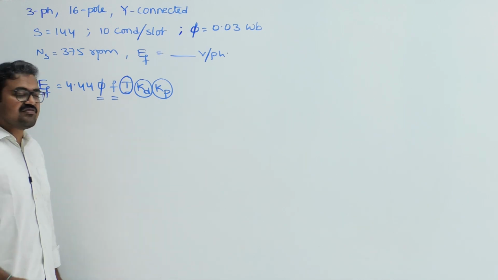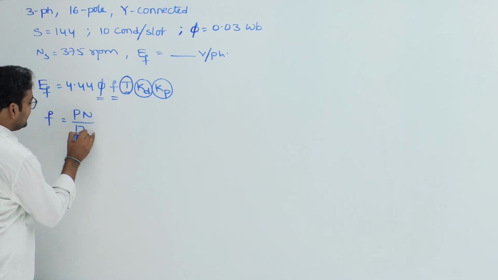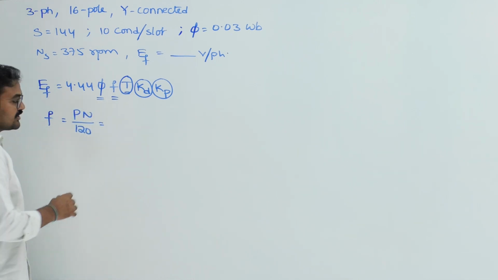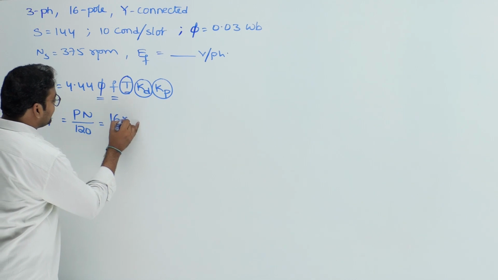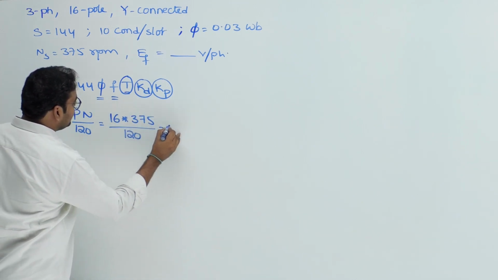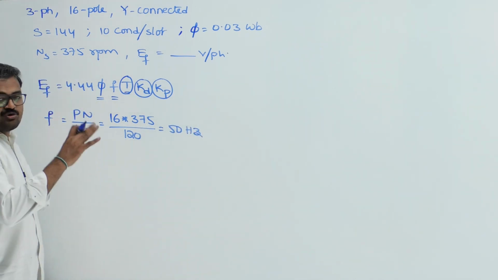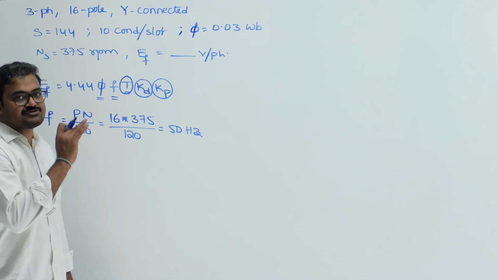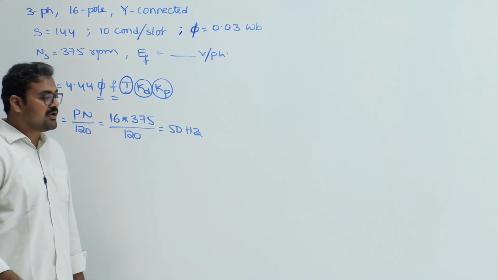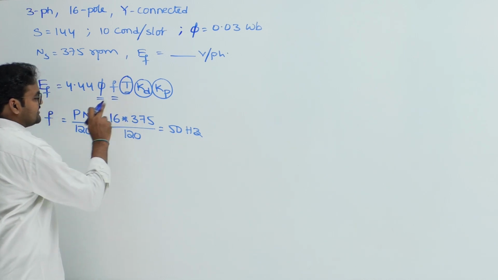So, what is the formula for frequency first? When speed is given, frequency is equal to P into N by 120. It was mentioned 16-pole machine rotating at 375 RPM by 120. This will be equal to 50 Hz. Don't blindly substitute 50 Hz. Calculate it and then substitute. We got frequency. What is the next value we have to calculate? Number of turns per phase.